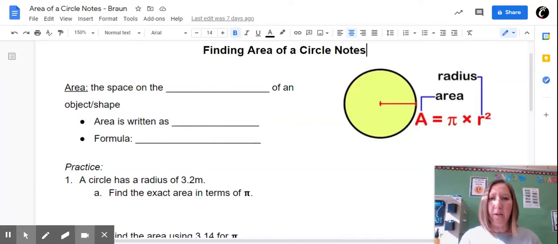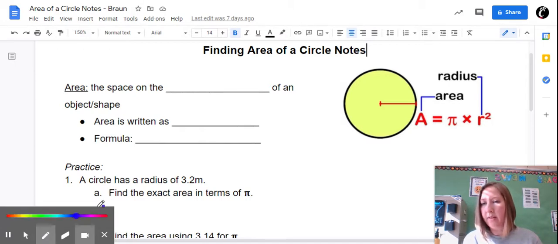Okay, so today we're going to continue our work with circles and we are going to actually start finding area of a circle. So make sure you're following along, make sure you're listening and filling in your notes as we go. So far we've talked about the different parts of a circle and we have found circumference. Like I said, today our focus is going to be on finding area. So the area is just the space on the inside.